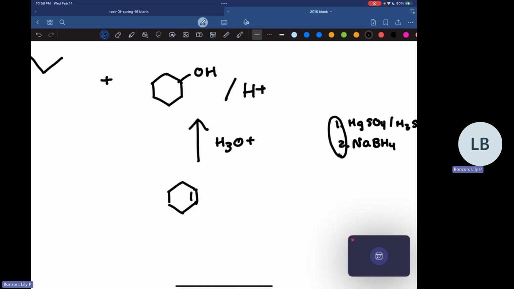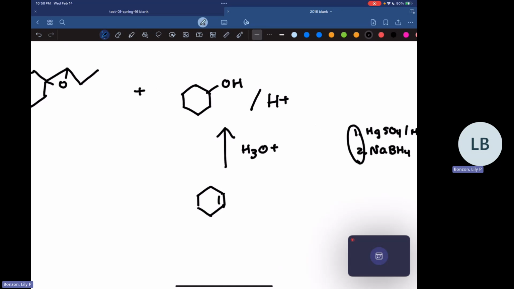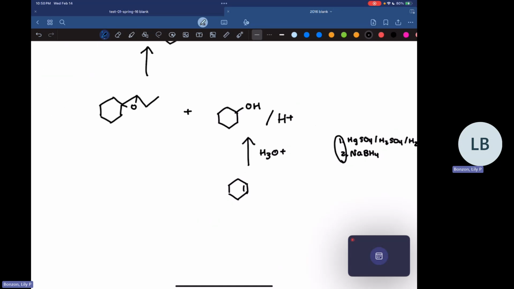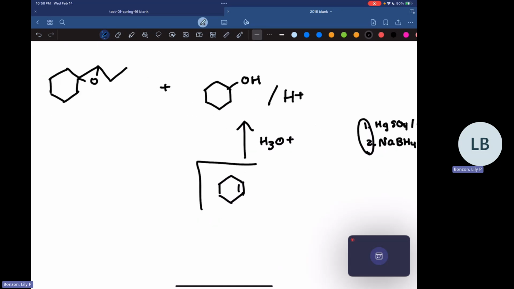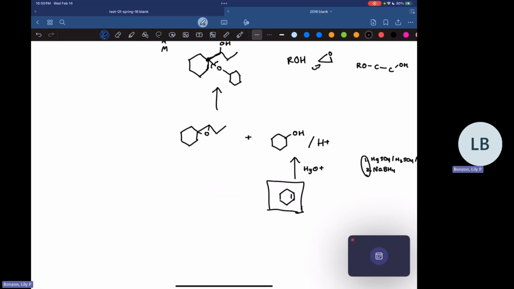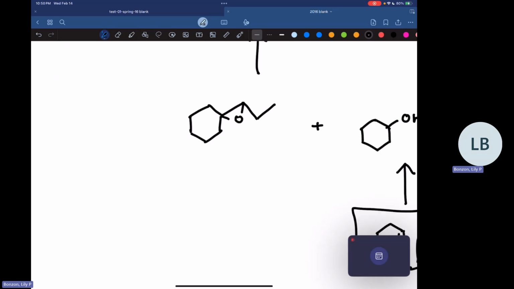But the simplest one is just going to be H3O+. That one's perfectly fine. So that would give us our alcohol. So this is cyclohexene. That's one of our approved reagents. So we're just going to go ahead and box that off. Now we have to work with the other half.